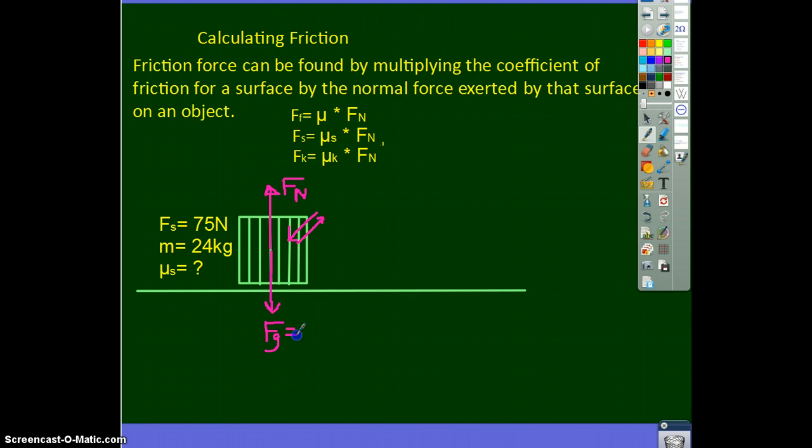Well, force of gravity, the weight of the object, is mass times the acceleration of gravity on Earth. So you're going to take your 24 kilograms times 9.81. That's going to be equal to normal force. So it's going to be slightly less than 240. Goes here. Oh, I'm sorry, here. The friction force of 75 newtons goes there. You're going to calculate the force of static friction. I'm sorry, the coefficient of static friction.